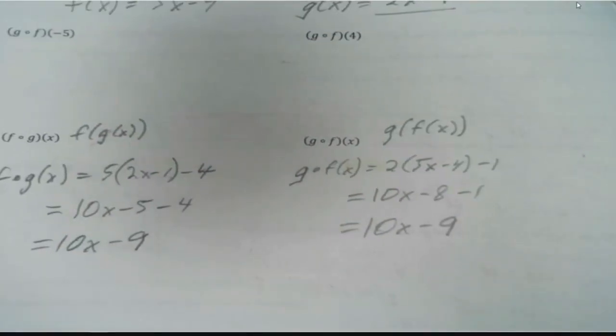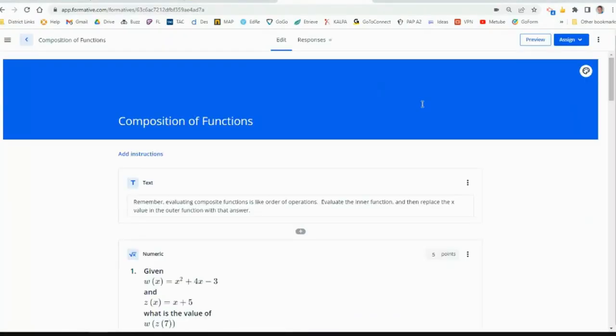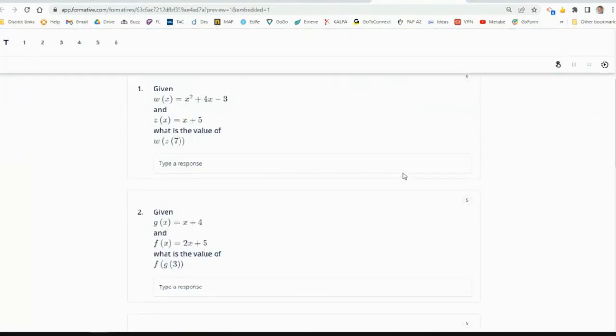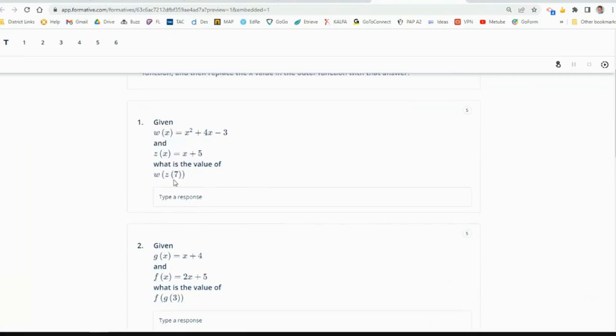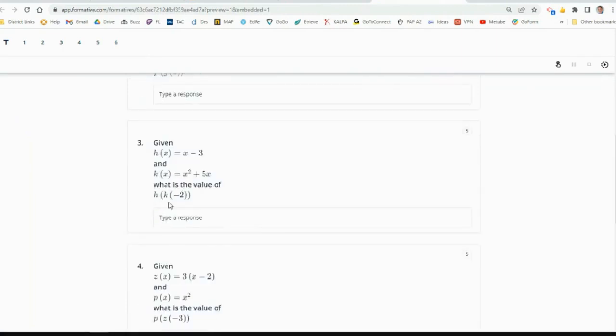Anyway, let's look at our assignment. Composition of functions. So it's going to be, I think it's 6 problems. And they are just about given, here's w of x and z of x, and it gives you those equations. And what is the value of w of z of 7? Here's g and f. What is f of g of 3? H of k of negative 2.